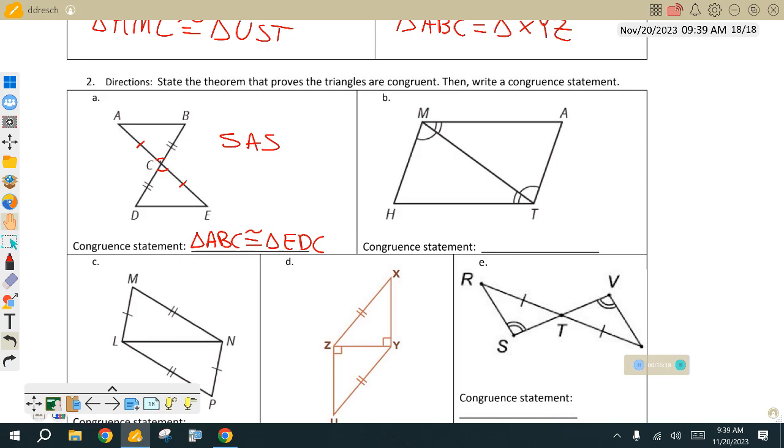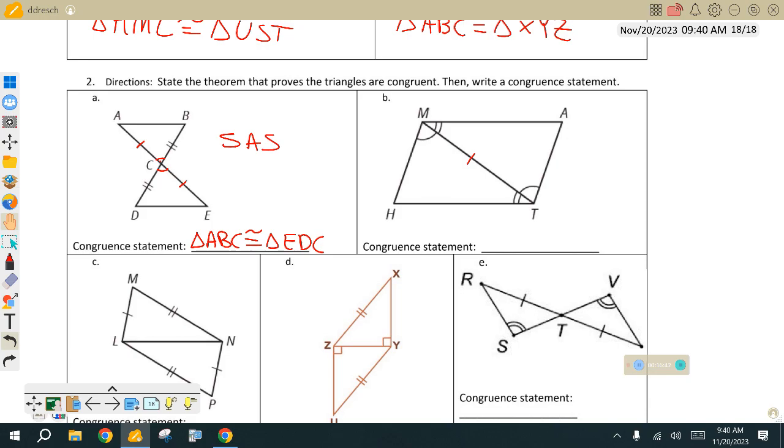If we were to trace out one of these triangles, we're going to see that this side MT is in this triangle, and isn't it also in this triangle? So what we're going to do is mark that. That's how we mark that. We mark that as a single tick mark, and it shows us that's in both of these triangles.